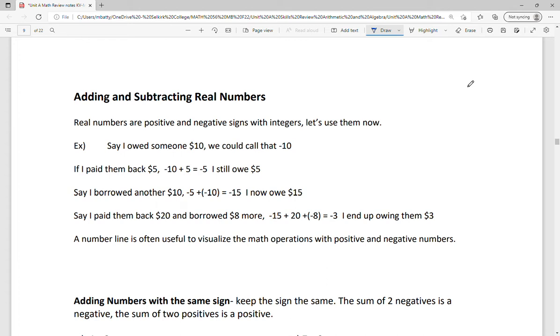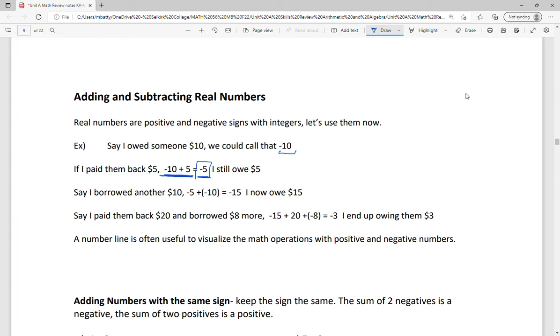And honestly, anytime you have to deal with numbers, putting money or dollars as a concept to that math can really help make some sense of it. So real numbers are positive and negative signs with integers. So let's use them. Say you borrow $10 from someone. We call it a debt of $10 or negative 10, right? Now, if I pay that person back, we could write it out as a mathematical expression as negative 10 plus 5. Well, I'd still owe them $5. I'd still be at negative 5 if I were to put a number on that.